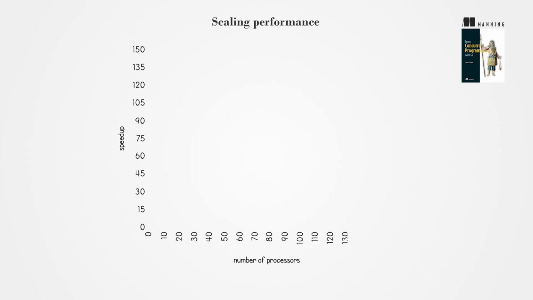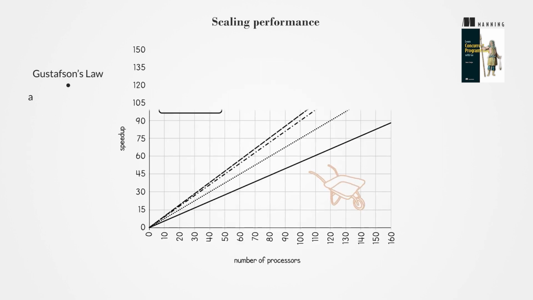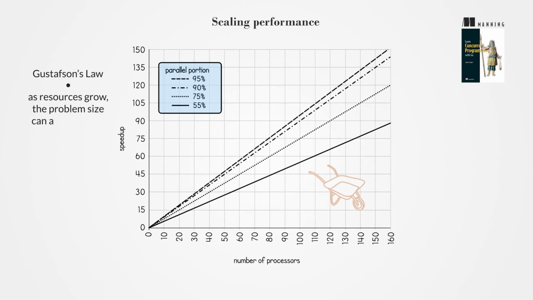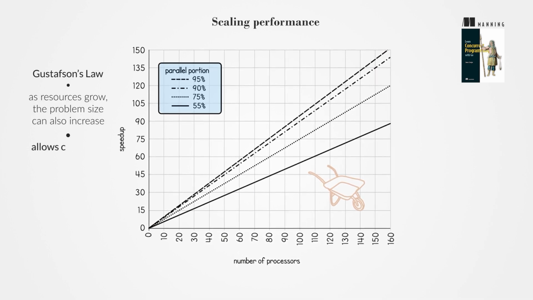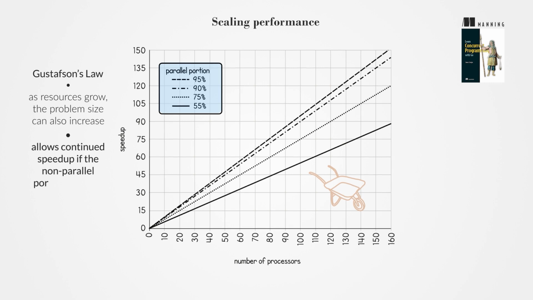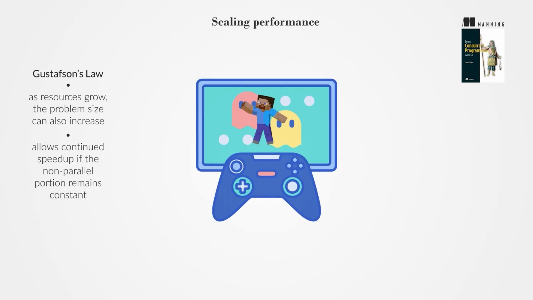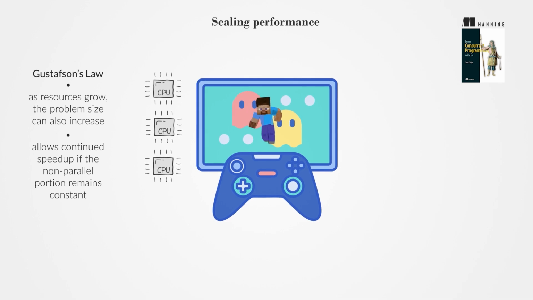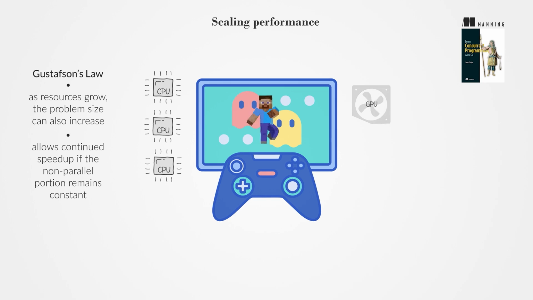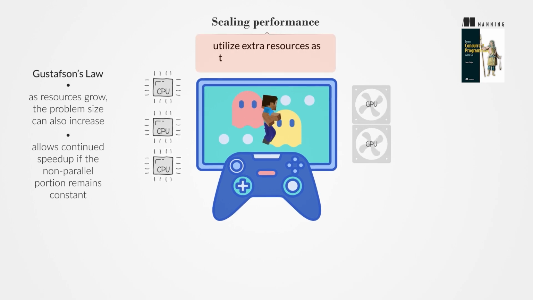In contrast, Gustafson's law suggests that as resources grow, the problem size can also increase, allowing for continued speedup if the non-parallel portion remains constant. For example, in gaming, while more processors might not boost frame rates indefinitely, they can be put to other use, such as to enhance graphics. This demonstrates how extra resources can be effectively utilized as they become available.